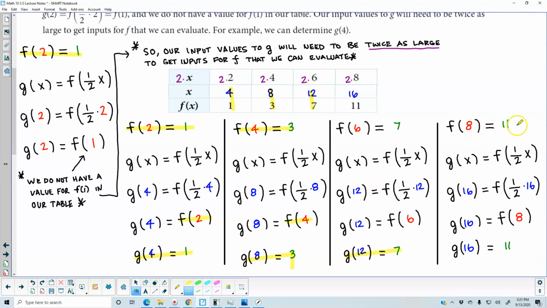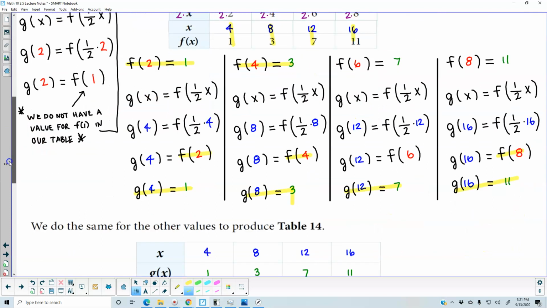Last, we have f of 8, which is equal to 11. g of x is equal to f of 1 half of x. So plugging in 16, g of 16 is equal to f of 1 half of 16, which gives us 8. So therefore, f of 8 is 11. So we have g of 16, which is equal to 11.